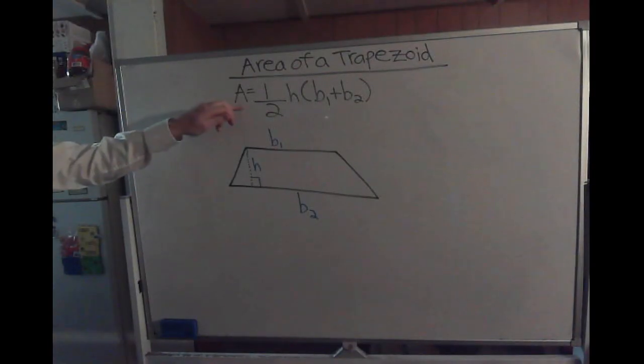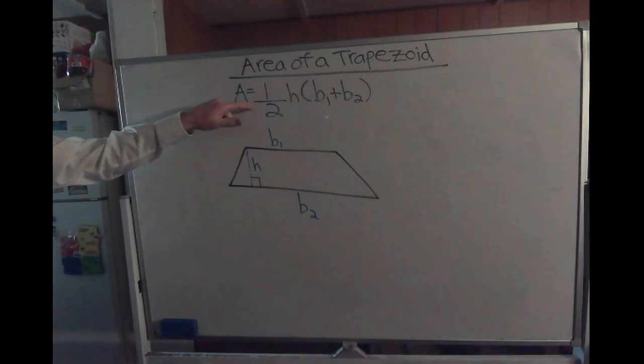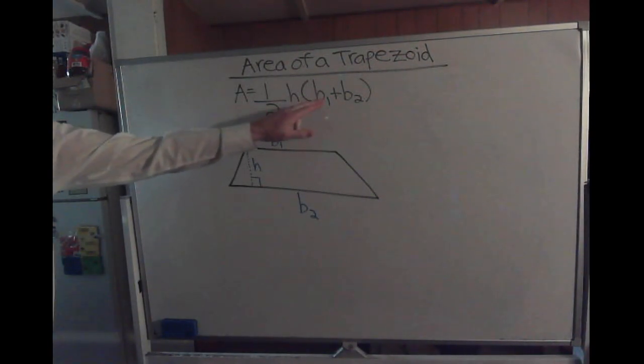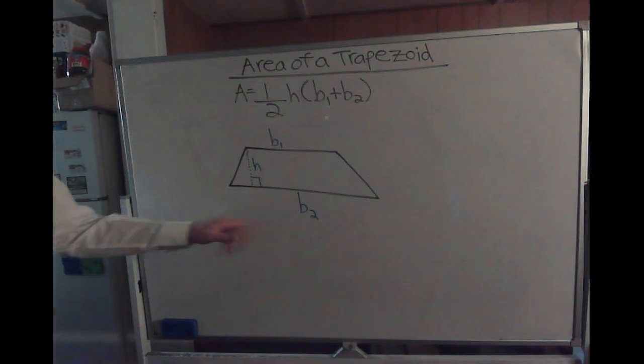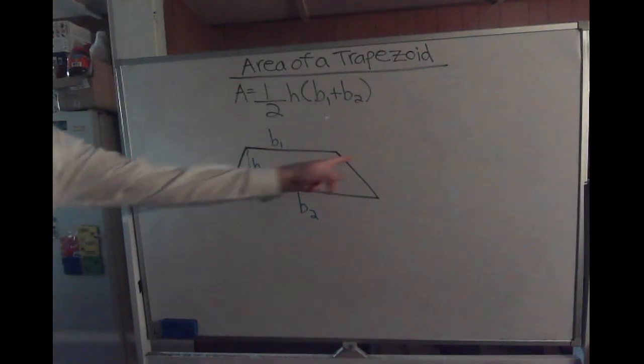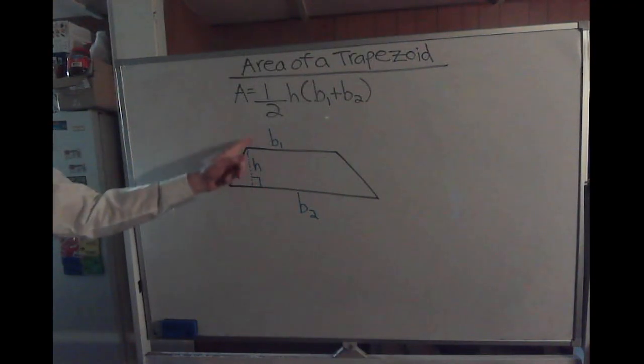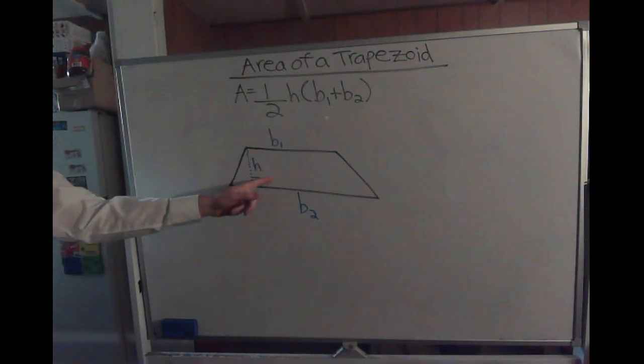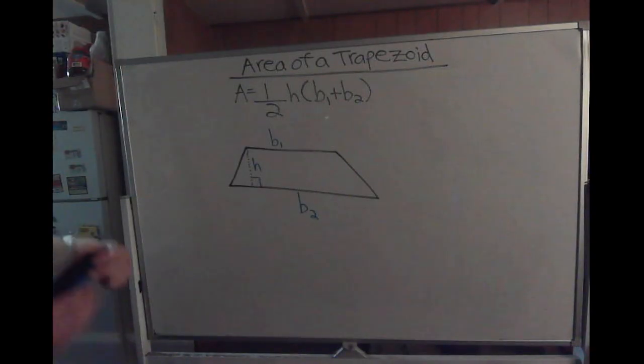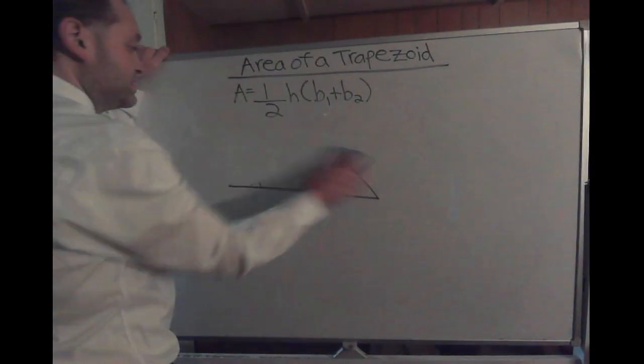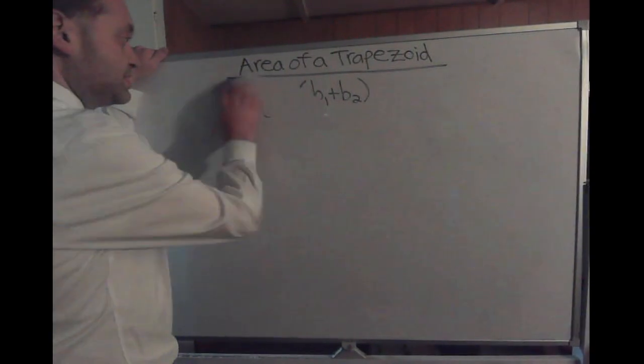The area of a trapezoid can be found by taking half the height times the sum of the two bases. That's how you find the area of a trapezoid. And it's important to remember the height is never a slanted line, it's the altitude drawn from the top base to the bottom base. So we'll get into some exercises here, finding the area of trapezoids.